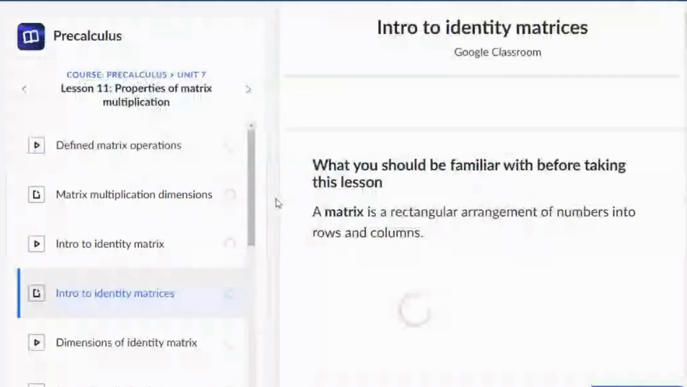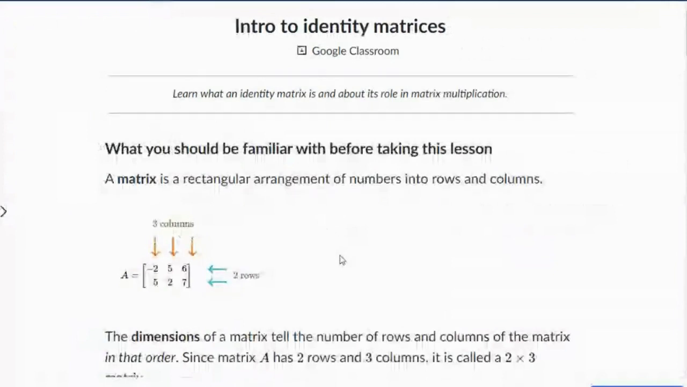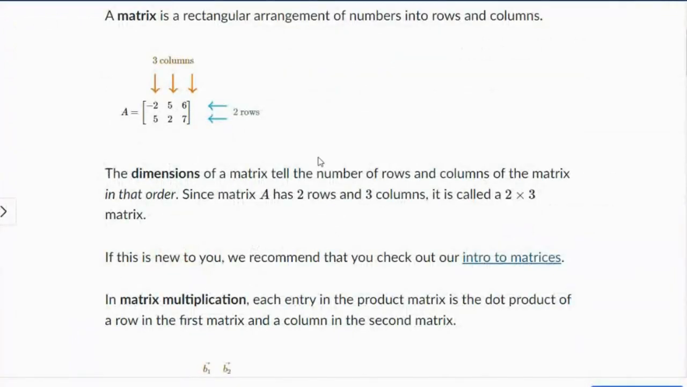All right. We're going to, let's see, multiply matrix dimensions. I think we've talked about that enough. Let's go to the identity matrices lessons. Let me put this up on the screen. All right. What you should be familiar with. You should know that's a 2 by 3, basically.